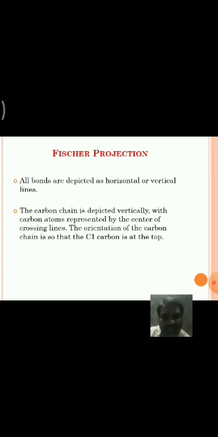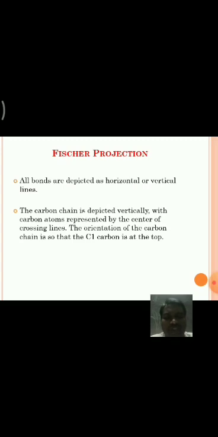For assigning DL configuration, the molecules or the compounds must be represented in Fischer projection. And moreover, this DL configuration generally is applicable to carbohydrates and amino acids, right?